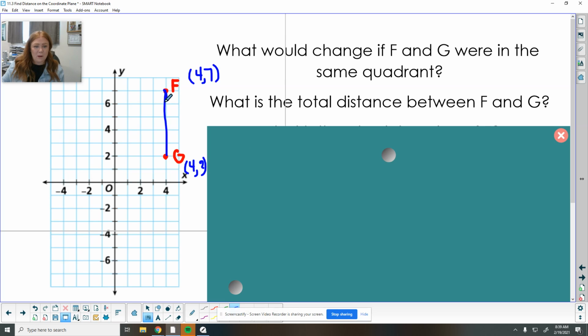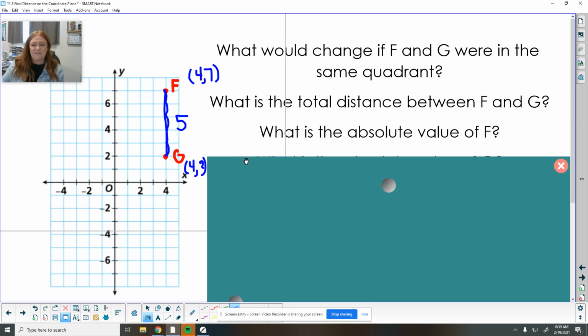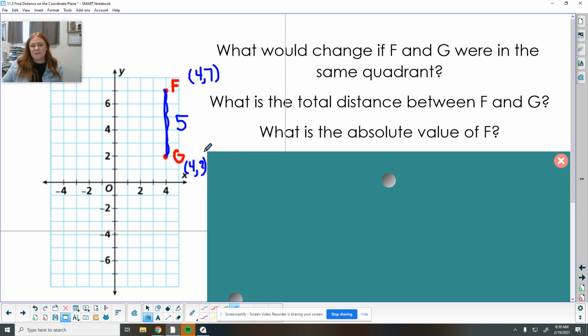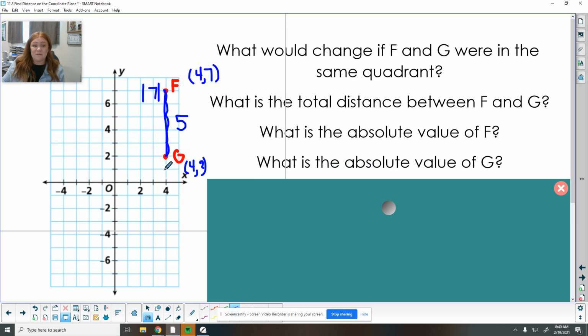So I can count 1, 2, 3, 4, 5. So I think the total distance is 5. So now let's find the absolute value of F. To get from 0 up to 7 took 7 units. The absolute value is 7. So now let's find our absolute value of G. To get from 0 to 2 took 2 units.